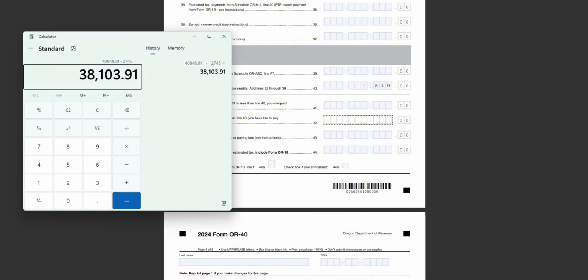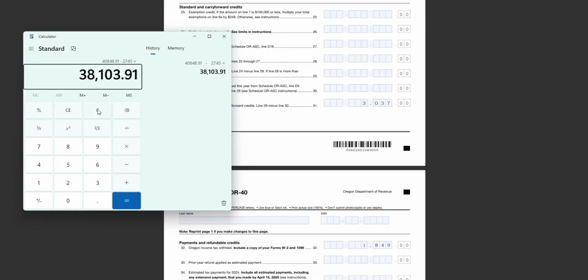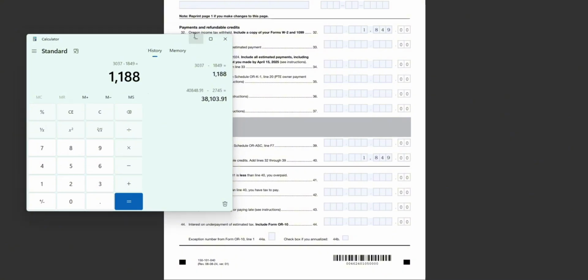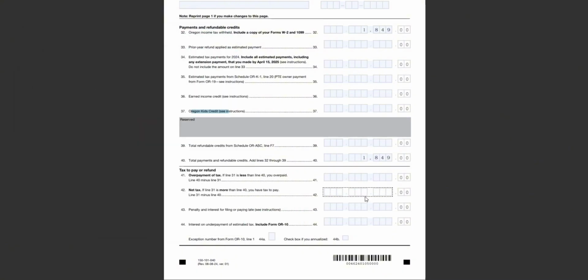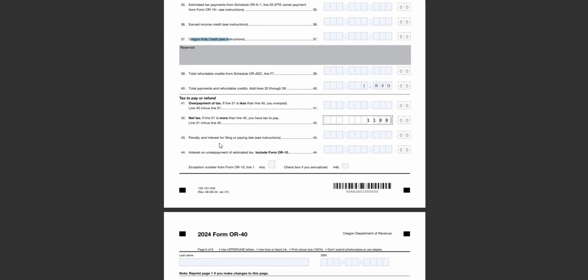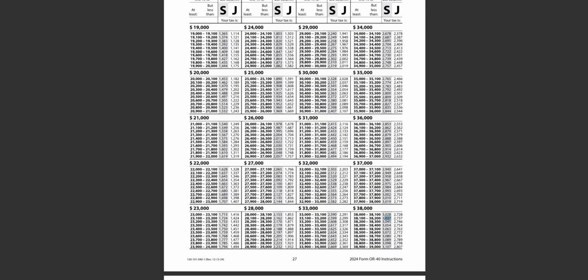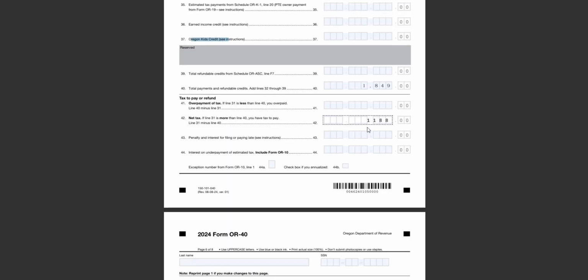So let me get my calculator here. And I'm going 3,037 minus 1,849, which is 1,188. All right, so let's put that here: 1,188. And then penalty and interest for filing late doesn't apply to me. Interest on underpayment of estimated tax, include form OR 10. So that might apply to me because I haven't paid the correct amount.